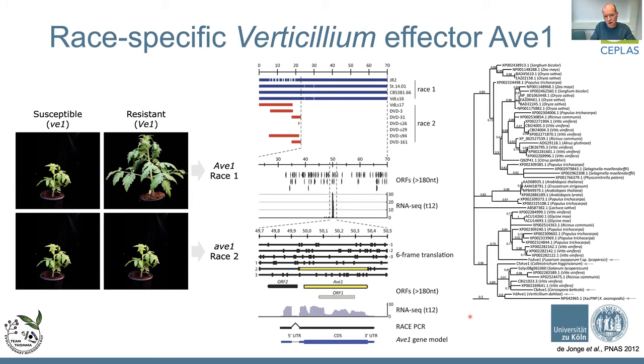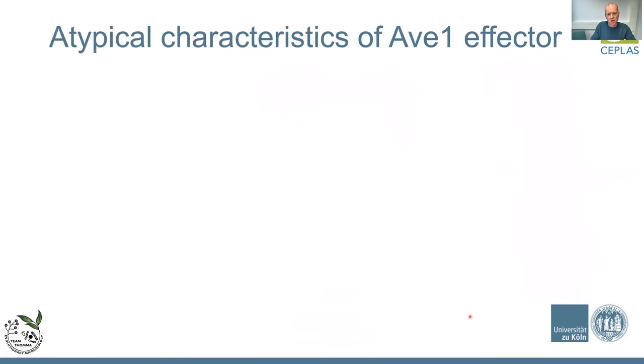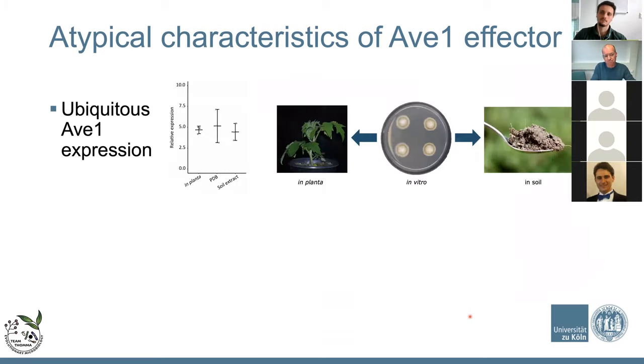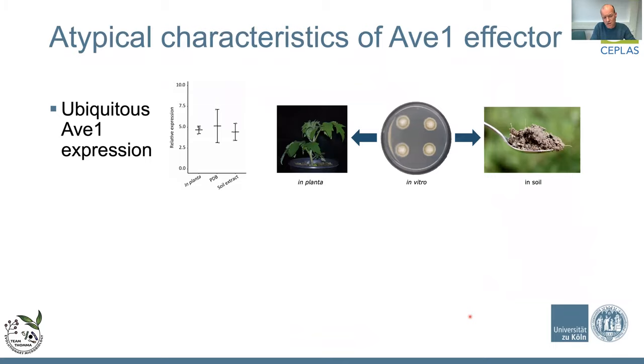And for a long time, that has been quite unsuccessful. But then there were two characteristics that basically got us thinking. Two, I would say, very atypical characteristics of this effector gene. So one is, typically when we talk about effectors, we think about molecules that are encoded by genes of which the expression is tightly regulated, typically only in planta induced. And so for AV1, this is not the case.